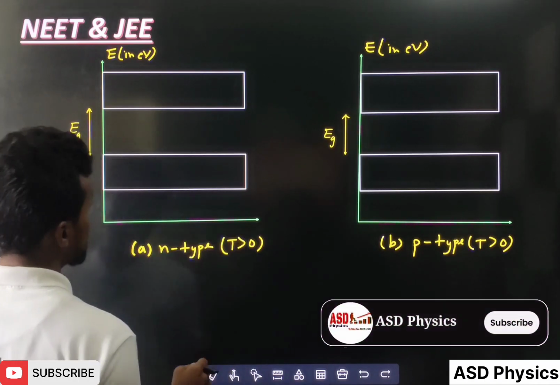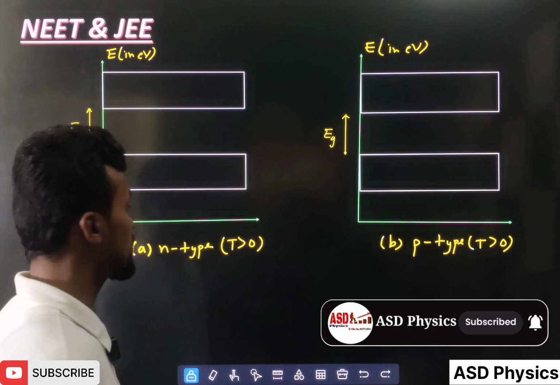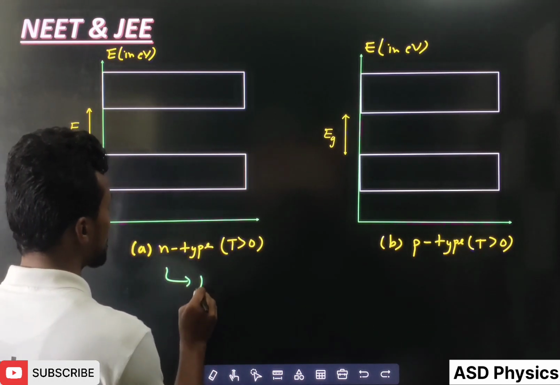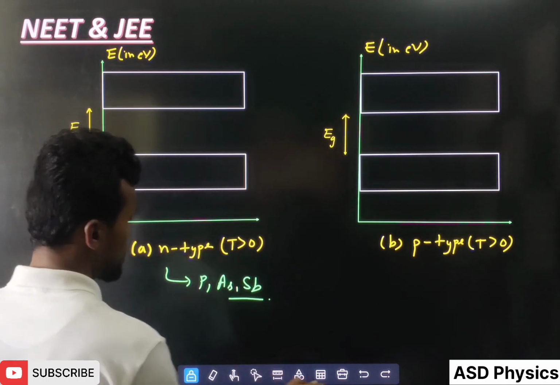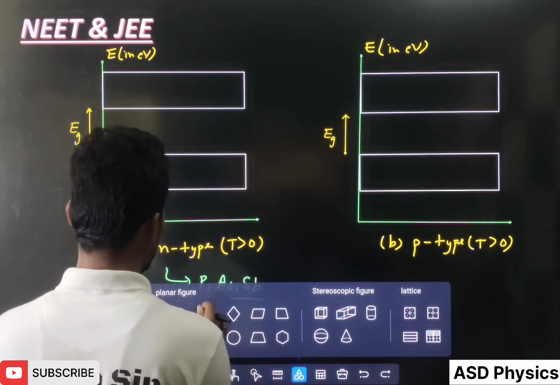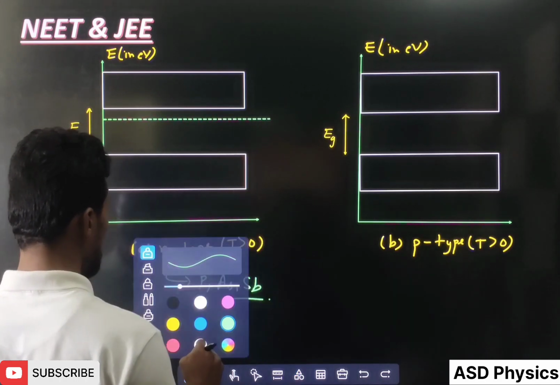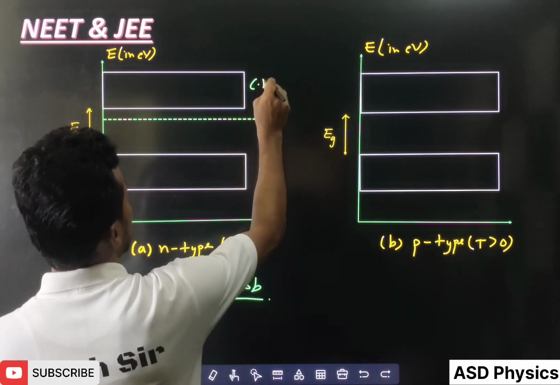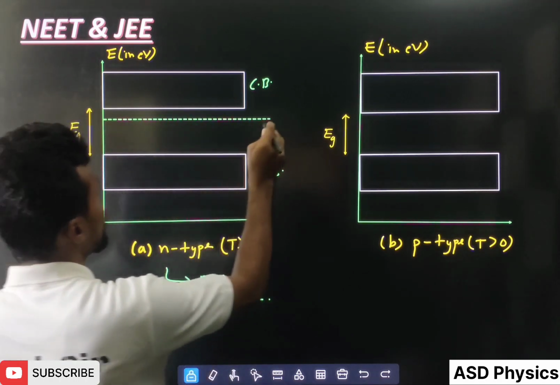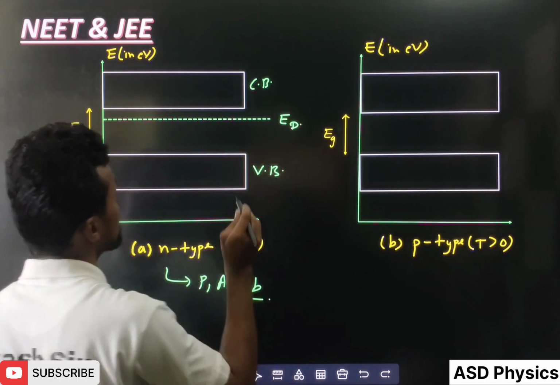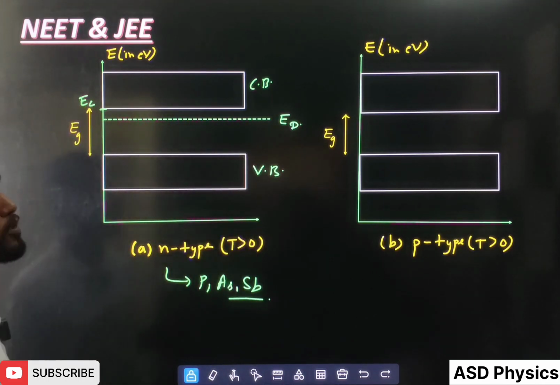So see here, I have taken the extrinsic semiconductor. Now, whenever we add the impurity, let's take n-type, we are adding maybe phosphorus, arsenic or antimony. When we add this, one donor energy level will be created near the conduction band. This is the conduction band, this is the valence band. So the moment we do the doping, one donor energy level is created here. And this is the EC, the lowest energy level of the conduction band.